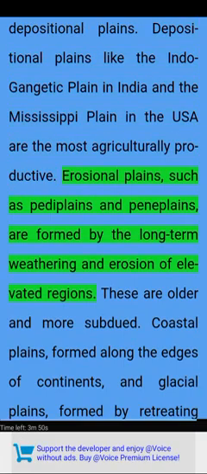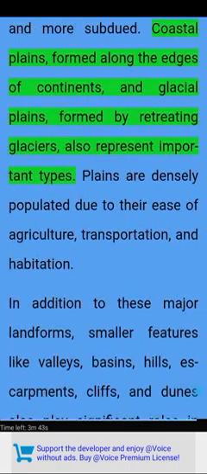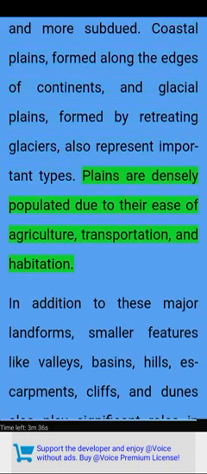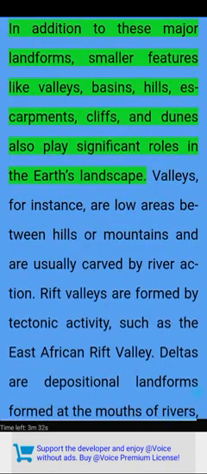Erosional plains, such as peneplains, are formed by the long-term weathering and erosion of elevated regions. These are older and more subdued. Coastal plains, formed along the edges of continents, and glacial plains, formed by retreating glaciers, also represent important types. Plains are densely populated due to their ease of agriculture, transportation, and habitation.